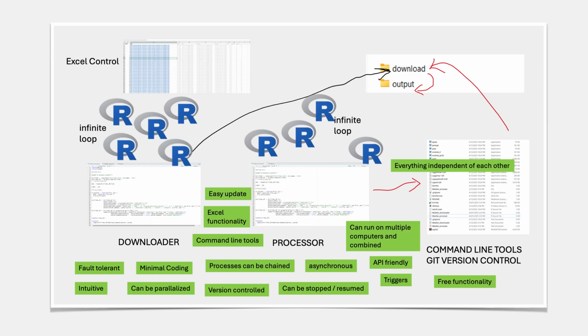The other thing is that it is intuitive. Each of the elements of the solution does what it does best. The downloader downloads the file and nothing else. The Excel just controls the files to be downloaded. The processor processes the files, and then we leverage existing tools. There is minimal coding involved.